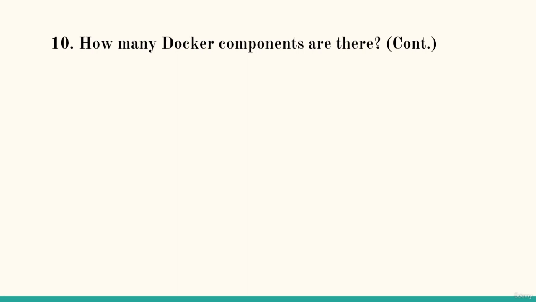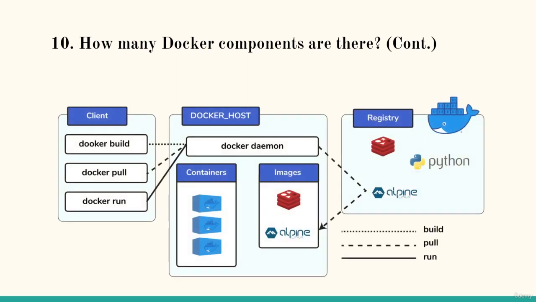To continue, here is an image that describes everything. So this is the client, and we have the commands docker build, docker pull, docker run, etc. We have the Docker host here. You can see inside it we have the Docker daemon, the images, for example, Redis, Alpine, etc. And we have the containers: container 1, container 2, container 3. Finally, we have the registry.